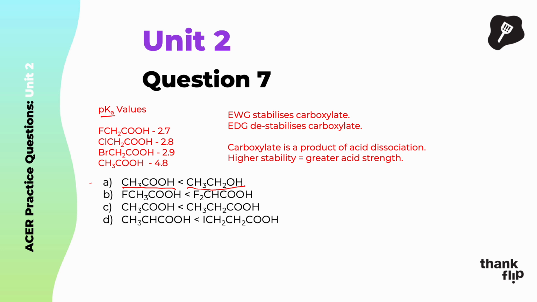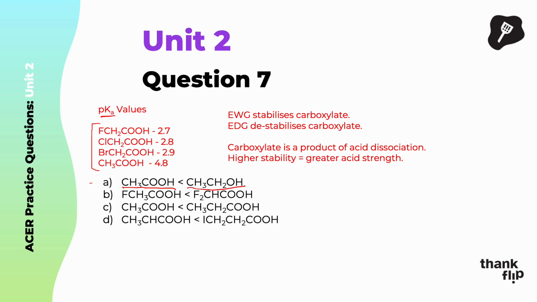So we have looked at acid strength in terms of pKa values, and we're given the pKa values of these molecules. However, you will quickly find out that it's not too relevant to this question. So now we have to use some other information that's given. And so the other information that's given is that the more stable a carboxylate group is, the stronger the acid is going to be. The carboxylate is a product of the acid dissociation.